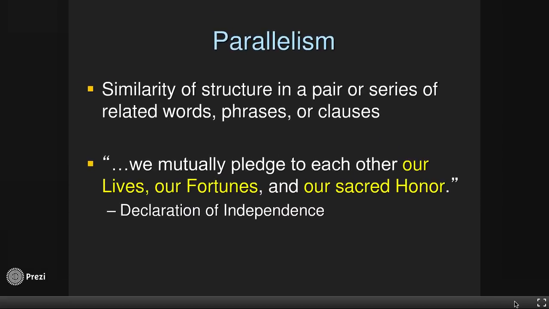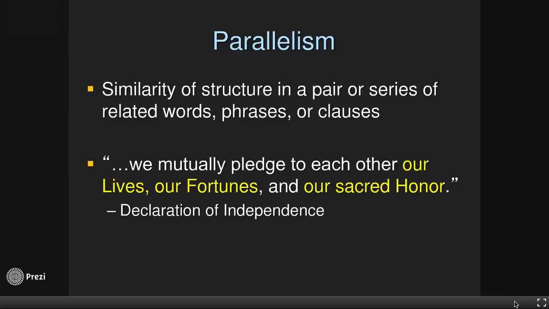And then parallelism. This one's kind of like a catch-all. Certainly things like anaphora and epistrophe, you can argue would be parallelism, but this doesn't necessarily have to be within that vein. So you have a similarity of structure in a pair or series of related words, phrases, clauses. We mutually pledge to each other within the declaration our lives, our fortunes, and our sacred honor. You could argue, and you would be correct, that not only is this parallelism, but also another device we've already mentioned yesterday.